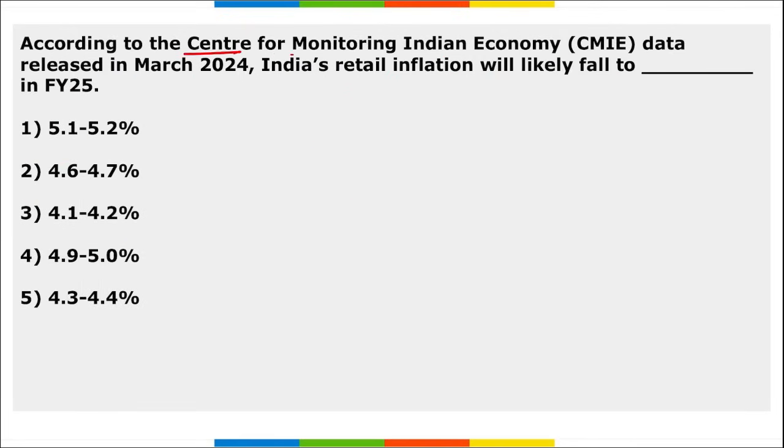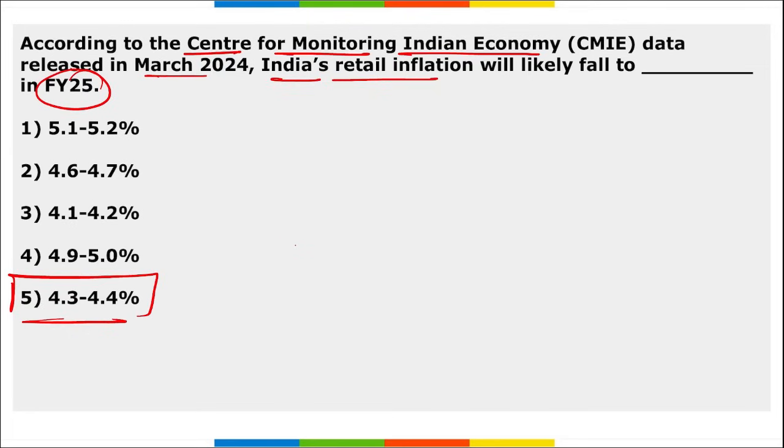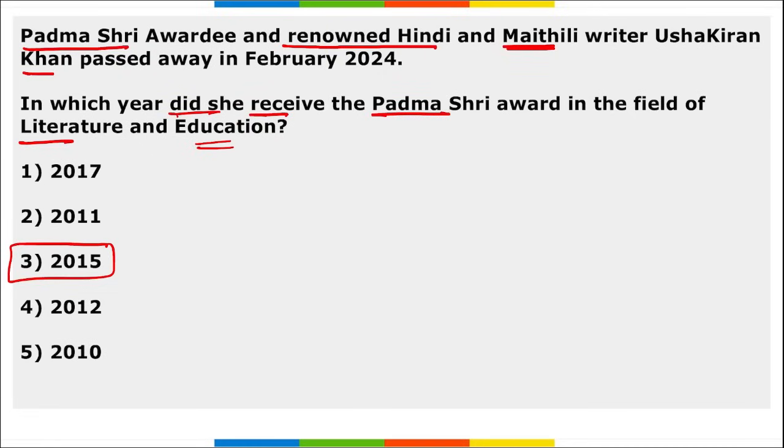Next, according to the Center for Monitoring Indian Economy data released in March 2024, India's retail inflation is likely to fall. How much percent? It is likely to fall between 4.3% to 4.4% in fiscal year 25. This data was released by CMIE, that is Center for Monitoring Indian Economy. So friends, these were your important current affairs for the first week of March month. Now let's move to some revision part that will be beneficial for your learning.